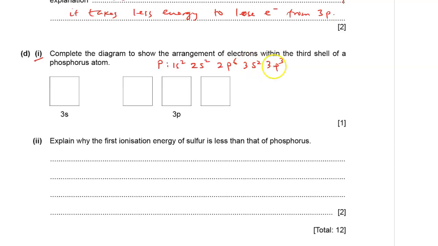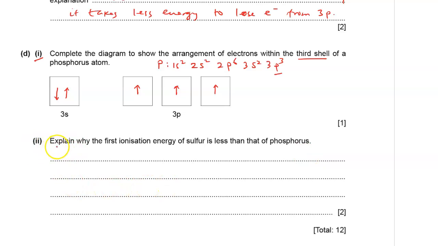So complete the diagram to show the arrangement in the third shell of phosphorus. It has 2 electrons in s, so the electrons are arranged upside down to minimize repulsion. Electrons are negatively charged, therefore to minimize repulsion, their spins are opposite. And we have 3 electrons in the p orbitals, so each electron will occupy its own orbital. So that will be it.